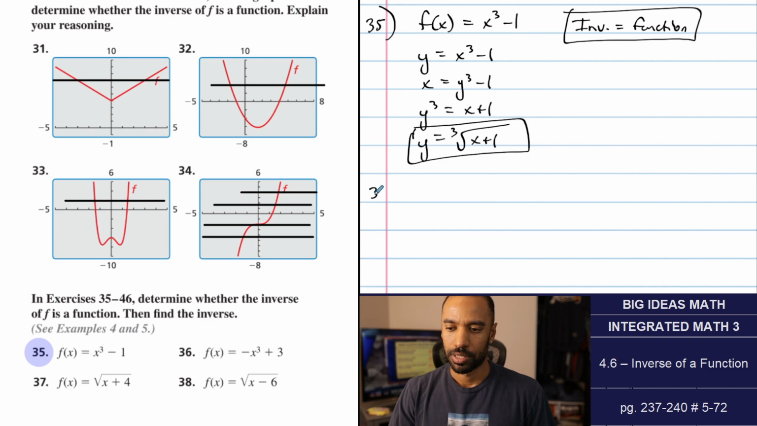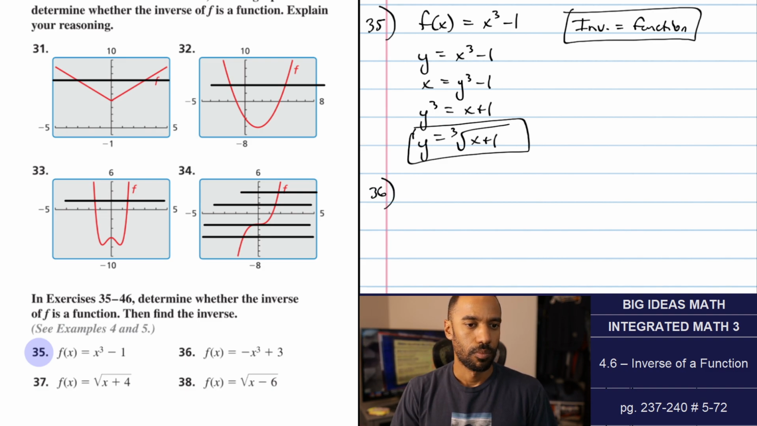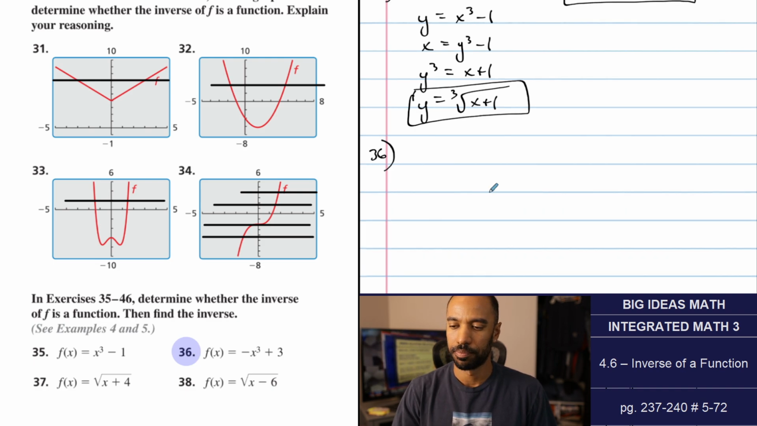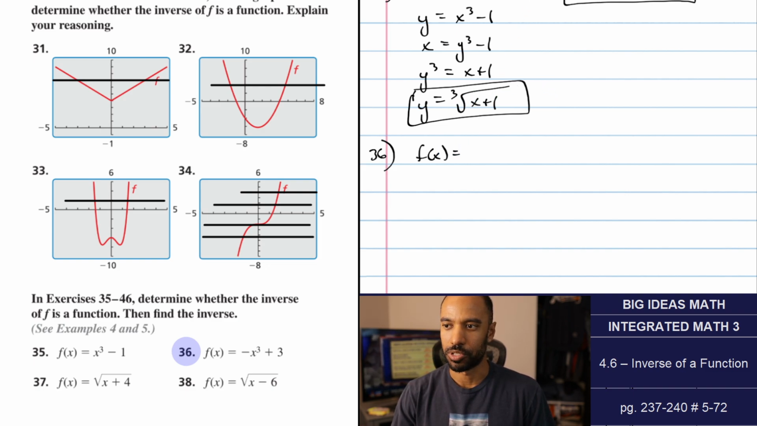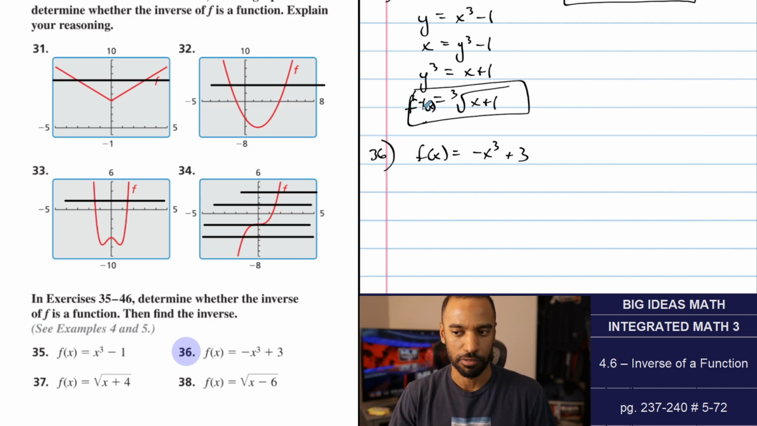Okay, number 36. Once again, no issues with the appearance. The inverse will also be a function on this one. So number 36, f of x equals, oh, I didn't write inverse notation. Let me go back to this one really fast. How dare I? The function of x is negative x cubed plus 3. By the way, just because I use inverse notation doesn't mean that the inverse is a function. You can use inverse notation no matter what. We're just saying it's the inverse of the function. But these are functions so far. Inverse is a function.